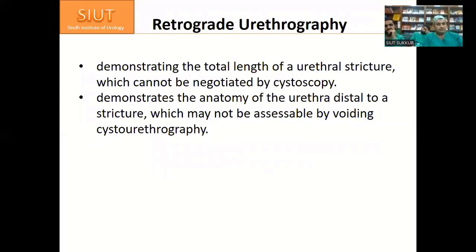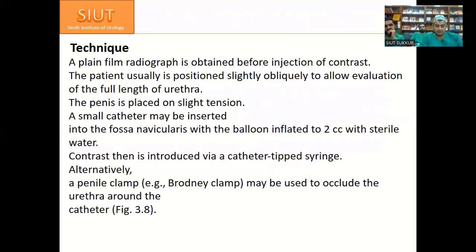Retrograde urethrography, we see frequently in our OPDs. It demonstrates the total length of the urethral stricture, which cannot be negotiated by cystoscopy, and demonstrates the anatomy of the urethra distal to a stricture, which may not be accessible by voiding cystourethrography.